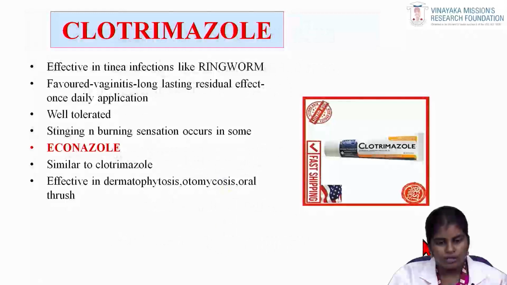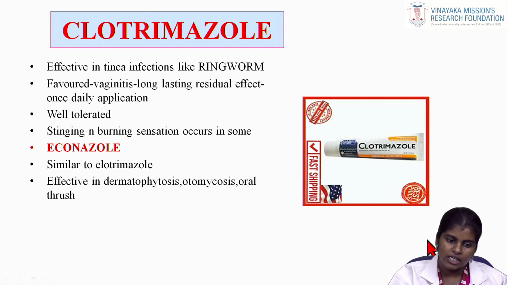The first prototype of this group is clotrimazole. Clotrimazole is effective only topically and cannot be given systemically. Topically it can be given in vaginitis. It is a favored drug for vaginitis.